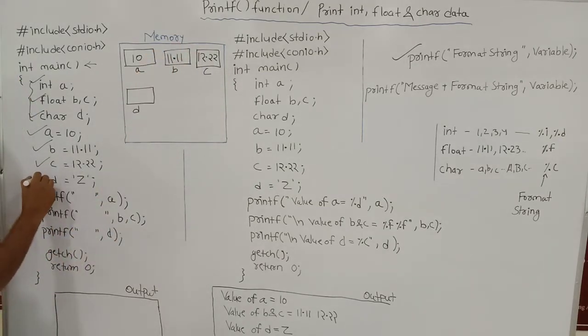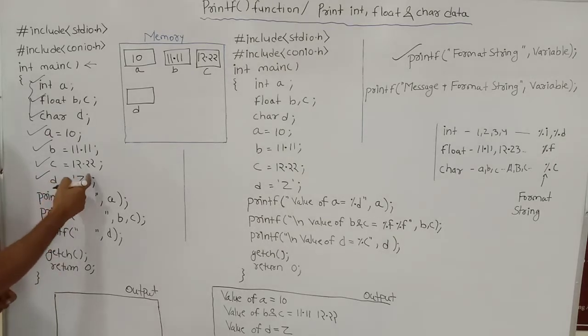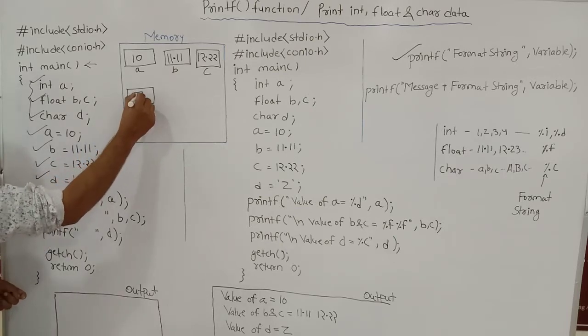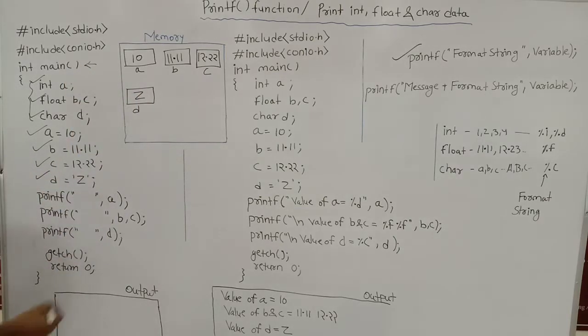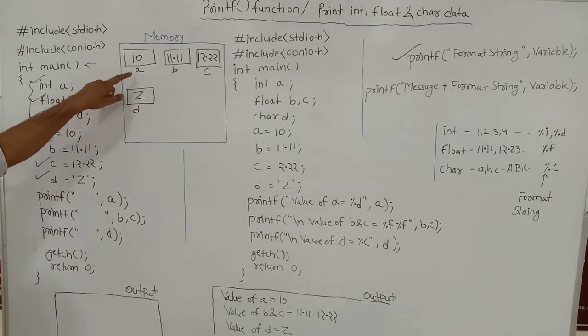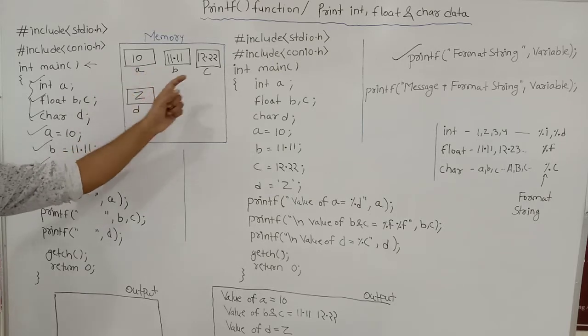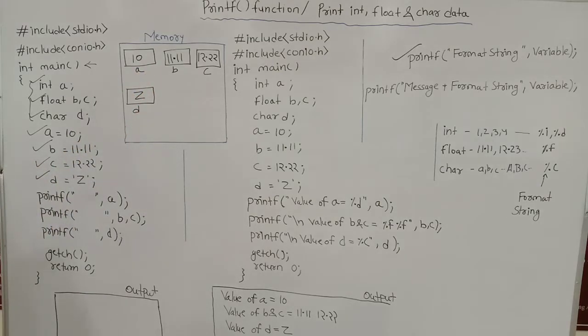Then the next line will execute, D equals 'Z'. Always remember, we initialize the character variable within single quotes. So the value of D will be Z. But where will it be stored? Here. So all the variables are initialized. Now we have to print the value of A, B, C. We want to print the value of A, what is the value of B, what is the value of C. We want to print and check.